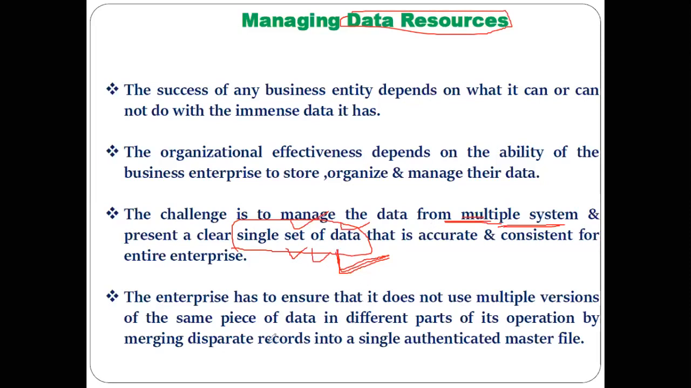Okay. And the same thing I have mentioned here: the business organization or enterprise has to ensure that it does not use multiple versions of the same piece of data in different parts of its operation. So in order to avoid these things, it is required to merge these records into the, this is a very important statement. So how can using multiple versions of the same piece of data in different parts of its operation be avoided? By merging all the records into a single authenticated master file. Got the point?